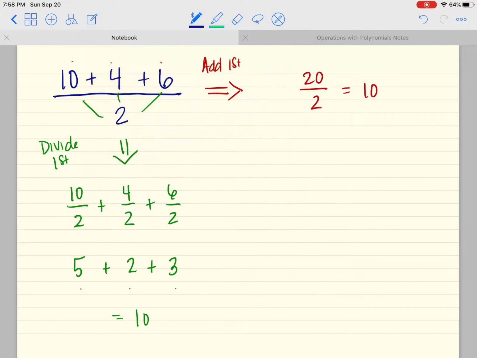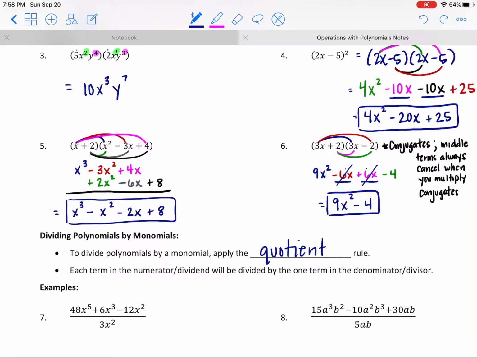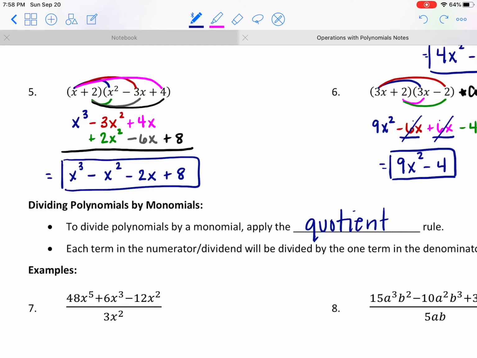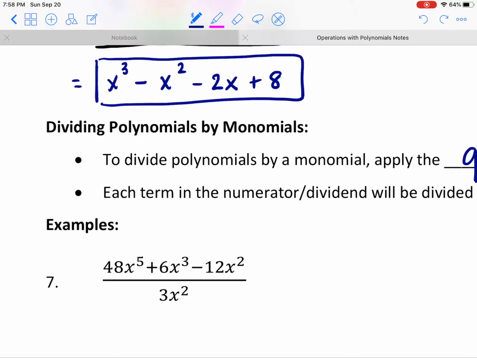So this is helpful when we're looking at a polynomial. Because if this was, let's say, a 10x squared and a 4x and a 6, I no longer have the option to add first because these are not like terms and they can't go together. So that leaves me with this other route of dividing individually. So that's what we're going to do here. We're just going to use our quotient rule a number of times, depending on how many terms are in the numerator, in this case, which is the dividend, the thing that gets divided. So we're going to make this 3 separate quotients. We're going to start by dividing here.